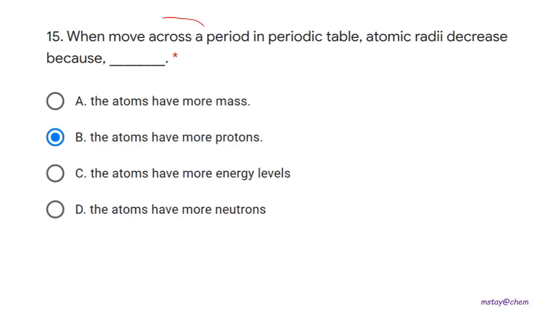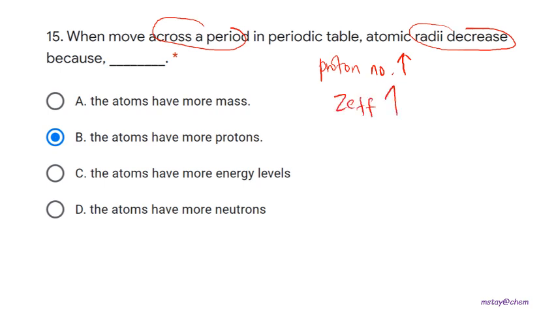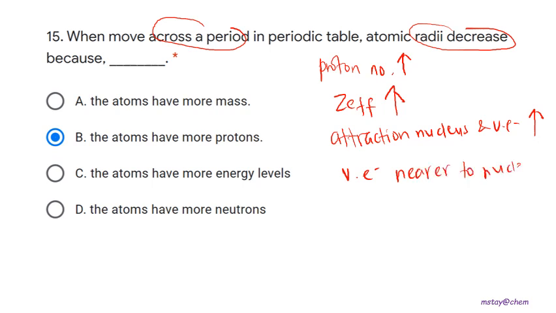Question 15. Across the period, the size decreases because the proton number increases, so the effective nuclear charge also increases. When the effective nuclear charge increases, the attraction between the nucleus and valence electrons becomes stronger. Therefore, the valence electrons are nearer to the nucleus, and then the size will get smaller. So from here, the answer will be B.